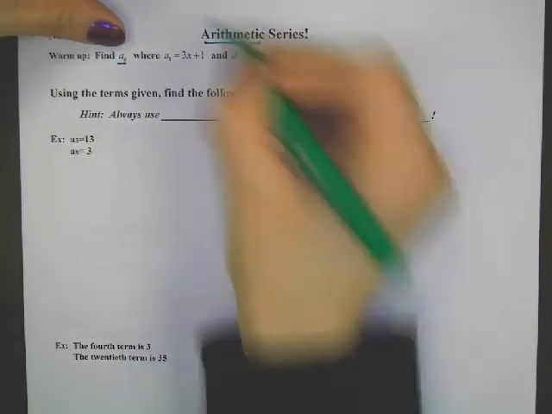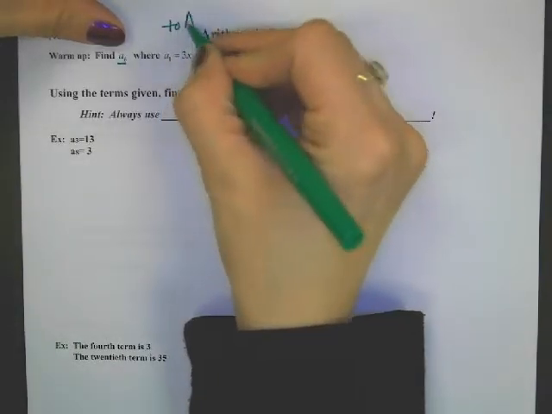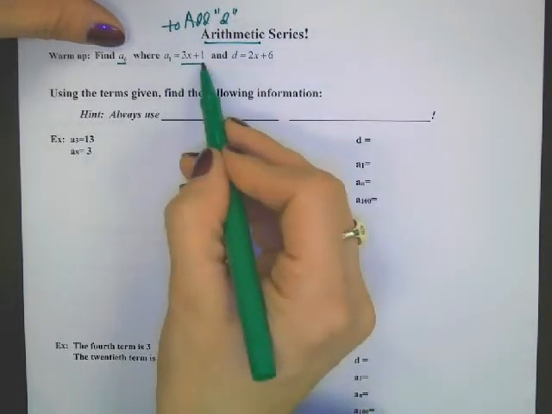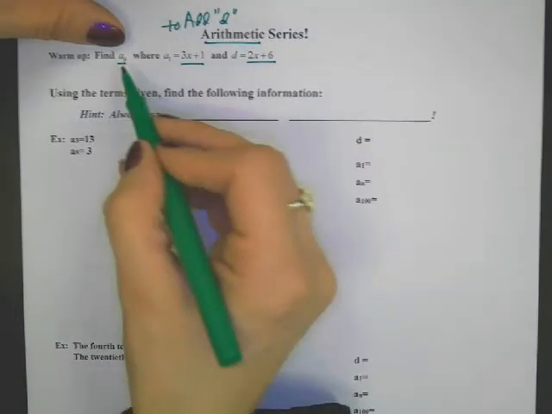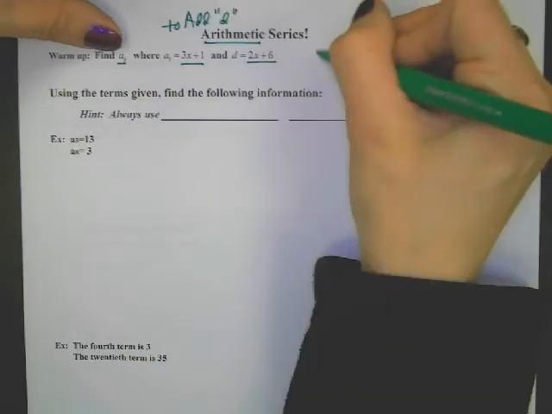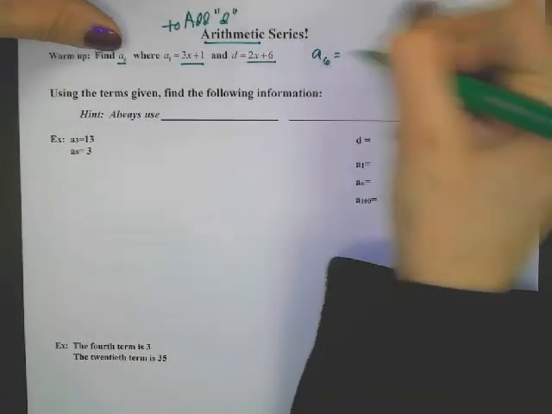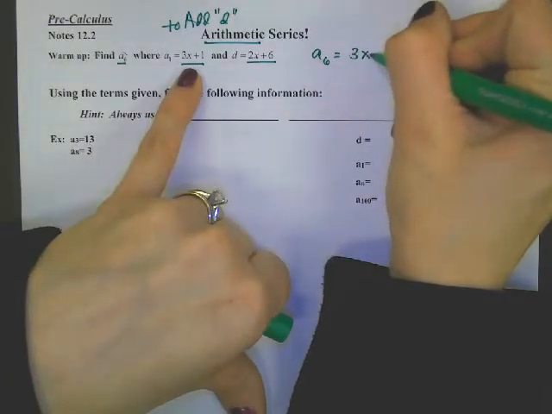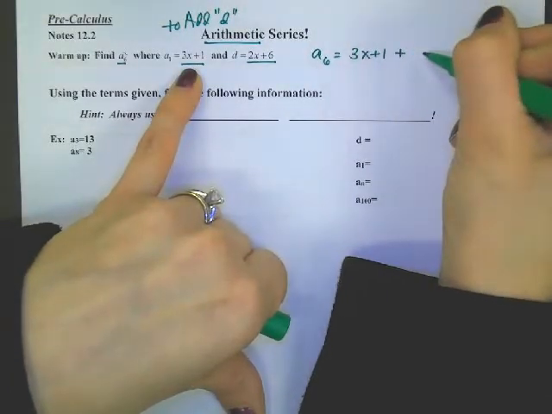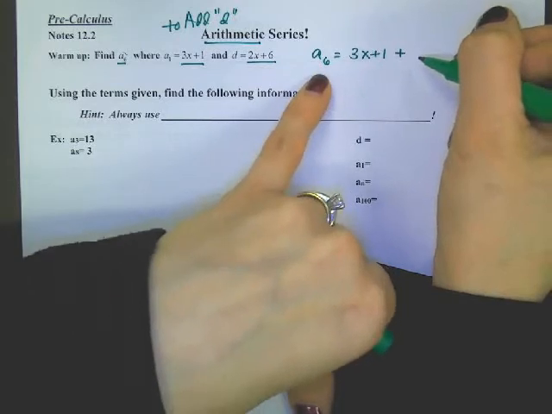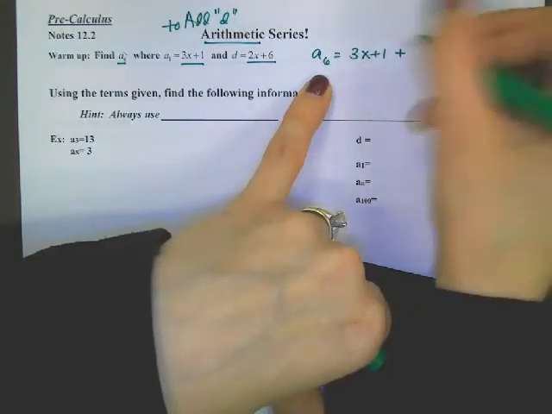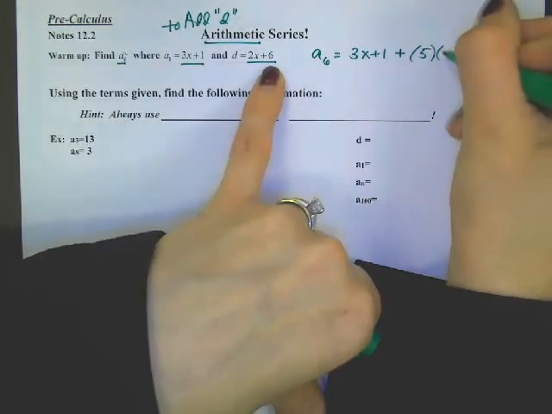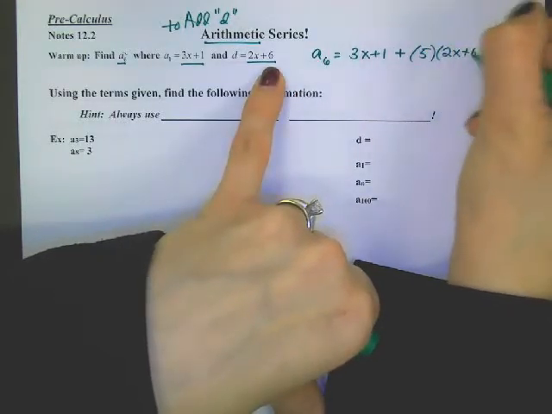Remember, arithmetic means to add. So we're going to be adding a d value. Here's a1 and here's d. To get to a sub 6 is a sub 1, which we have right there, plus how many d's do you need to get to number 6? We'll need 5 d's, which is 2x plus 6.